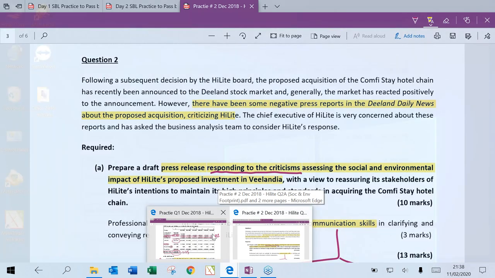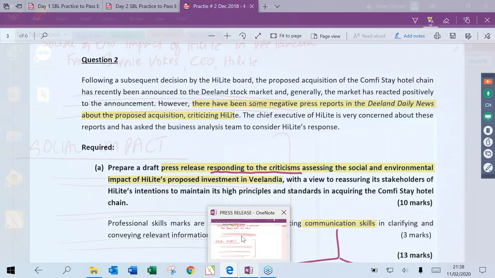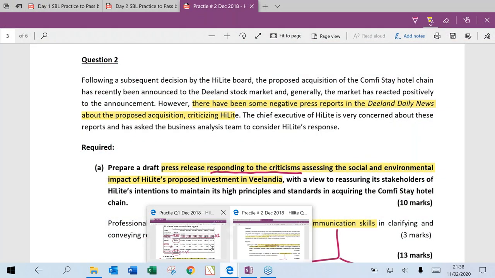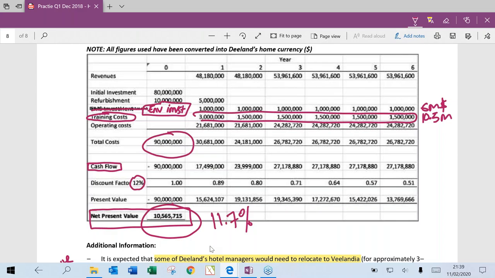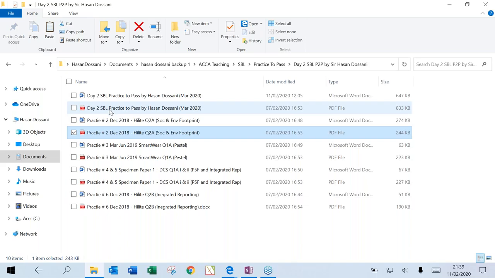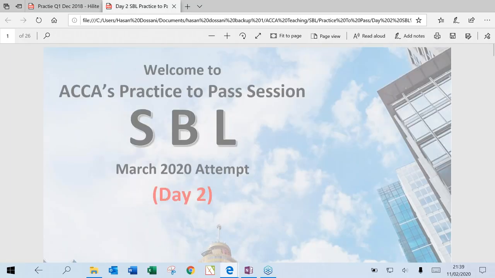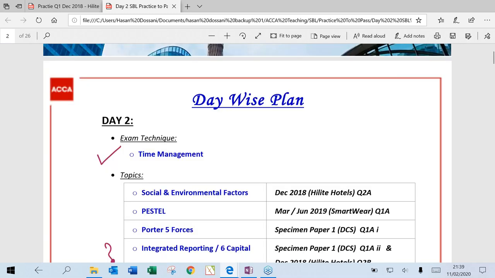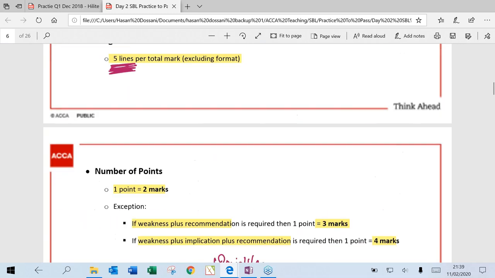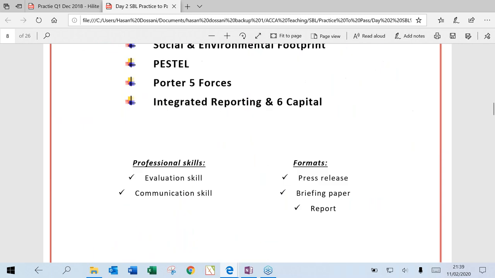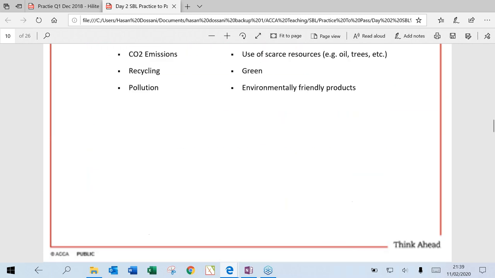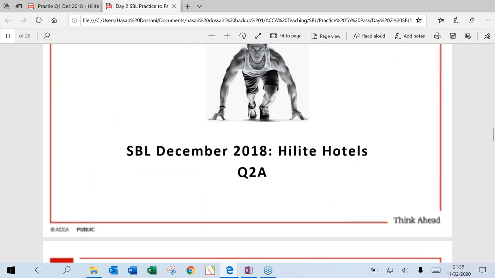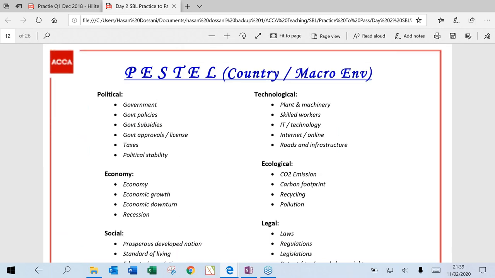I'm just trying to see. Okay, this is practice question one. Where is the thing? This one. So we are done with social footprint, environmental footprint. Now, PESTLE.